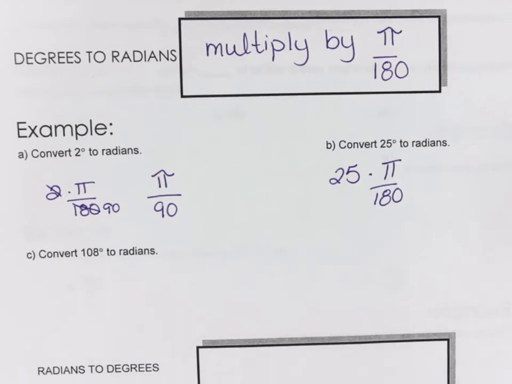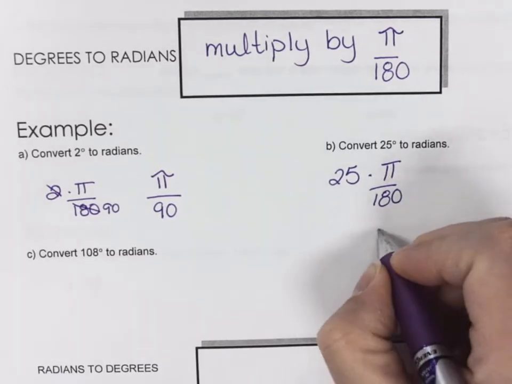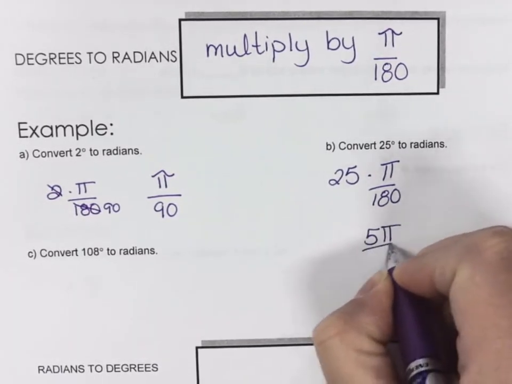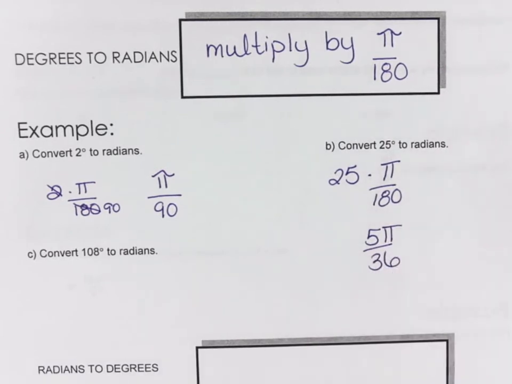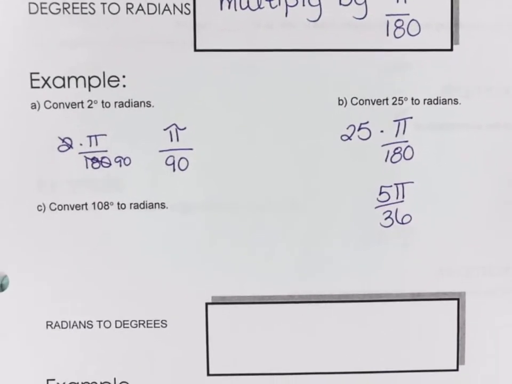What is it? So it's going to be 5 pi over 36. Write it like it's in the bracket. That's as simplified as you put it, because 5 and 36 don't reduce.